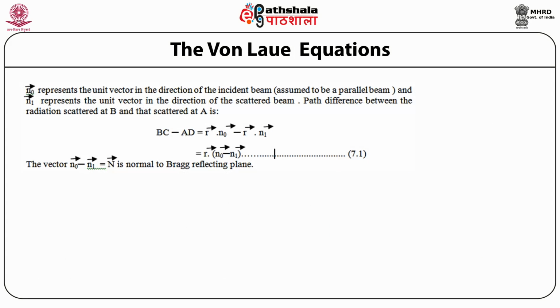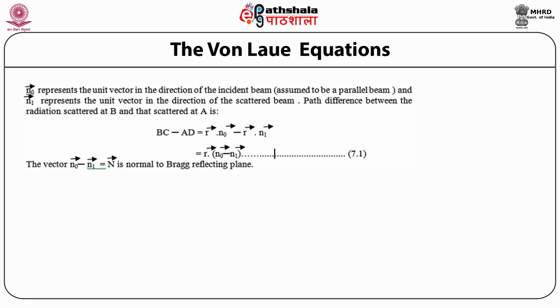N0 represents the unit vector in the direction of the incident beam, which is assumed to be a parallel beam, and N1 represents the unit vector in the direction of the scattered beam. The path difference between the radiation scattered at capital B and that scattered at capital A is BC minus AD, equal to R dot N0 minus R dot N1, which is equal to R dot (N0 minus N1). We shall refer to this as equation number 7.1.